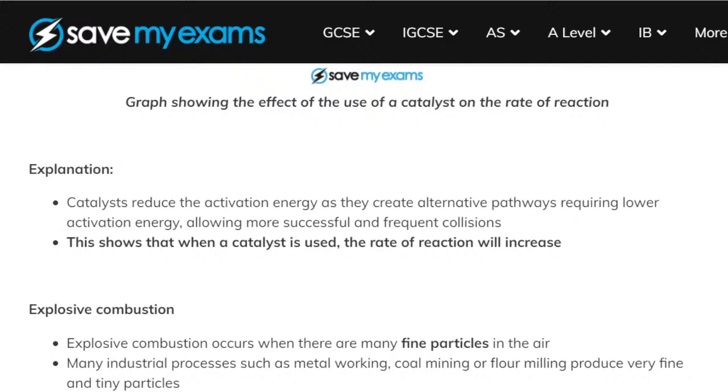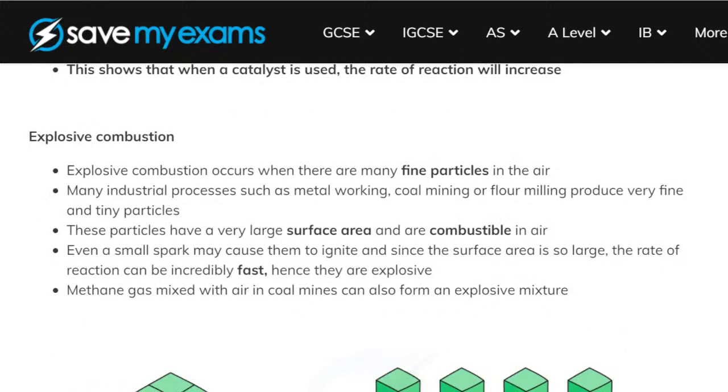Now, explosive combustions. It's not a factor, but we have to look at it. Explosive combustion is when there are many fine particles in the air, for example in industrial processes like metalworking, coal mining, or milling, which produce very fine and tiny particles. These particles have a large surface area and are combustible in air. I hope you know what combustion is. Combustion is simply like fire, or explosive. Combustion is burning, in simple words.